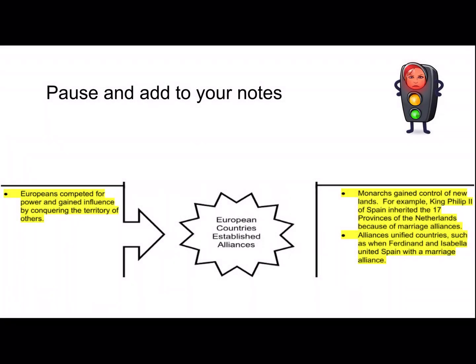So again, pause and add to your notes. In this case, we have effects. We have European countries that are establishing alliances. What's happening is we have Europeans that are competing for power, and they're gaining influence by conquering the territories of others. So direct result, we have monarchs that are gaining control of new lands, and we have alliances that are allowing countries to join together and unify. And this is through marriage as well as conquering territories.